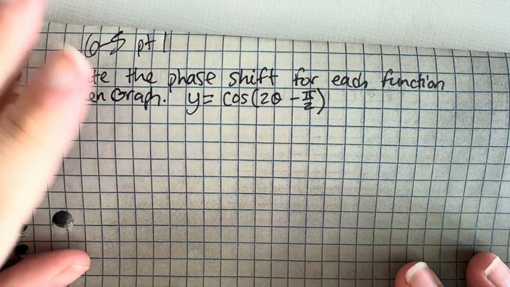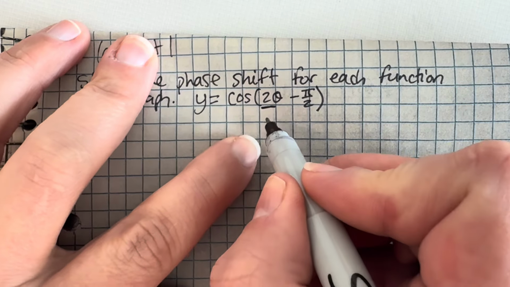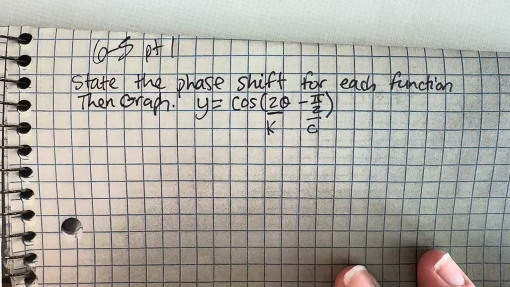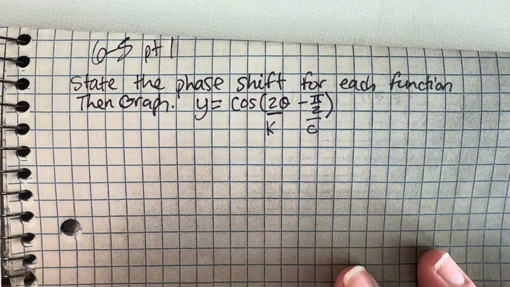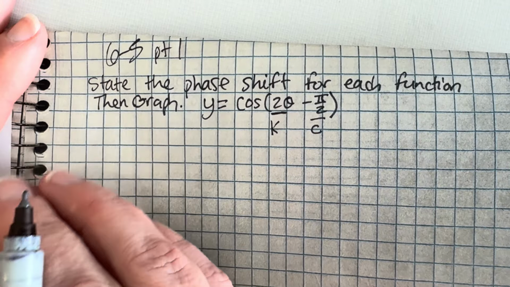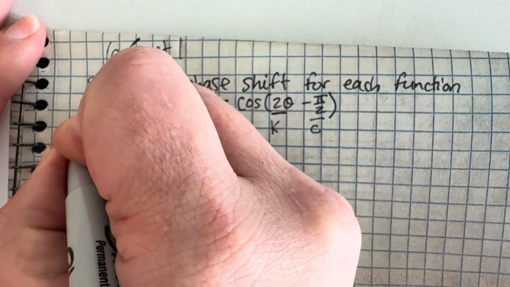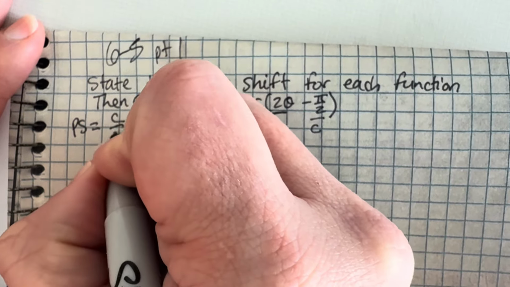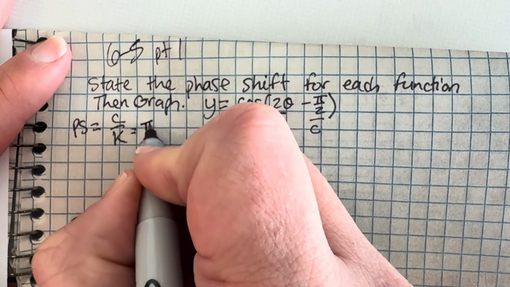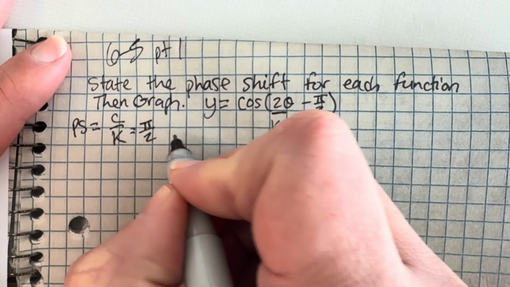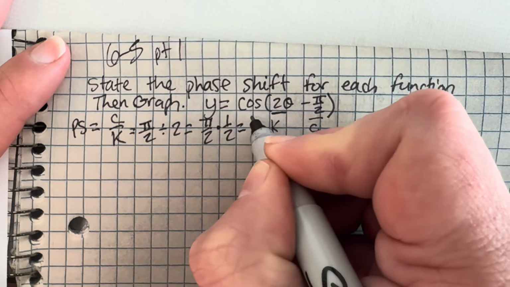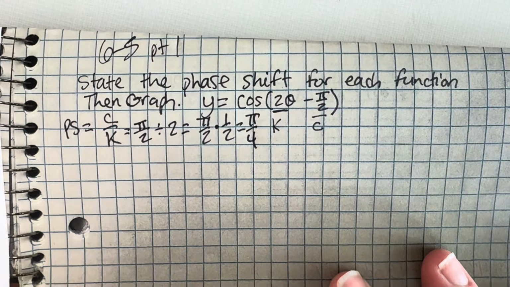So when we are looking at that c over k, right here we have a k, right here we have a c. When we're looking at the things that are impacted by our equation, the first thing we need to look at is our phase shift. So our phase shift equals c over k. So our c here is pi over 2 divided by 2, or pi over 2 times a half, pi over 4. So that is our phase shift.